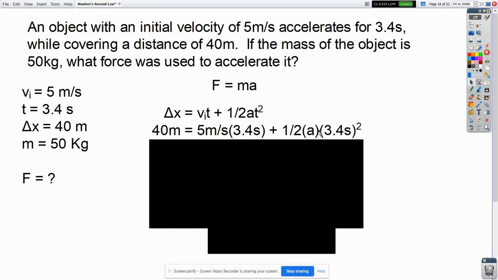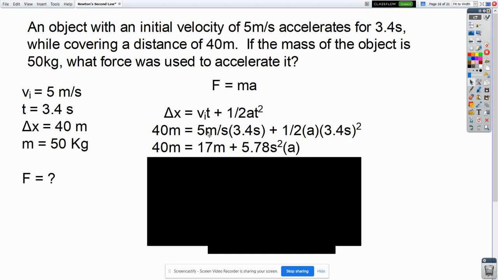Substitute and solve for A. So my delta X is 40, my VI is 5 meters per second, my T is 3.4. 1/2, just a number that carries over with the equation. Again, it's part of that area of a triangle when we're working with a velocity time graph. That's where the 1/2 comes from. And then the time squared, 3.4 squared. Simplify first. 5 times 3.4 is 17. The seconds will cancel. All we'll be left with is meters.